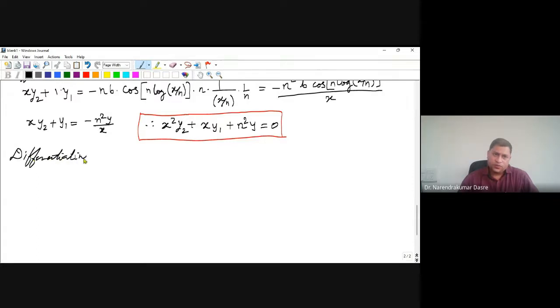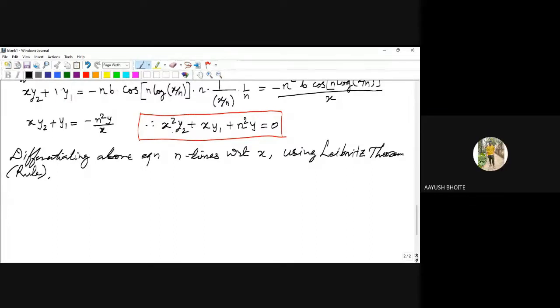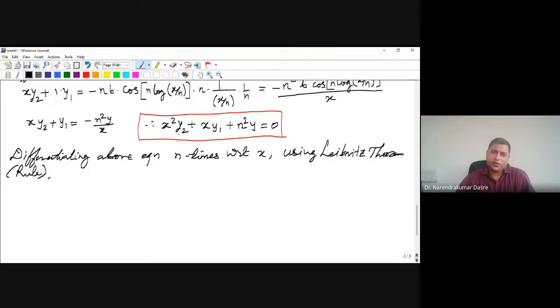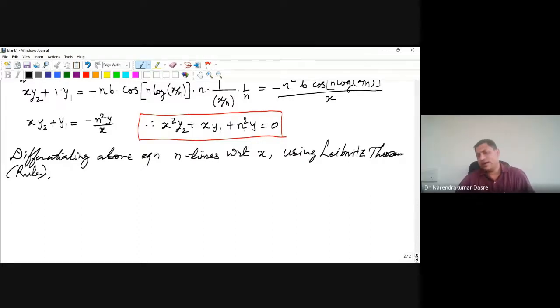So differentiating the above equation n times with respect to x, you can see here is a product, here is a product. So we have to use Leibniz rule or theorem. So now here, what will be your u and what will be your v? For this, x square will be v and y2 is u. In this case, x is going to be v and y1 is going to be u. And here, this is only one term, so the nth derivative of y is going to be yn. N square remains as it is.